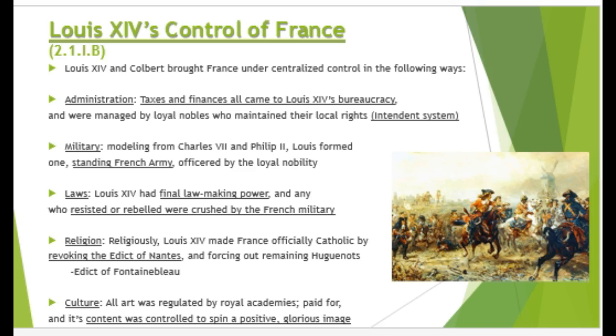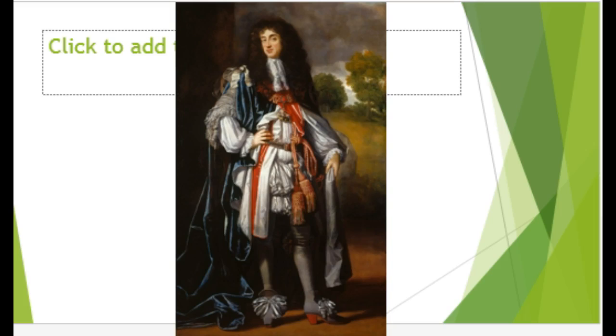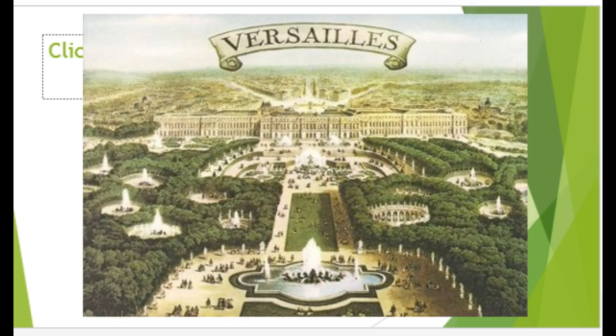In terms of culture, all art, as we said, was regulated by Louis's royal academies, which were paid for by the crown, and all content was controlled propaganda style to spin a positive, glorious image of Louis. Here's some examples. Again, this is kind of Baroque art as well. There he is. Look at the high heels and just very, very glorious. But that was meant to show how powerful and sweet Louis XIV was.